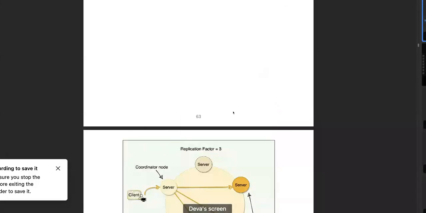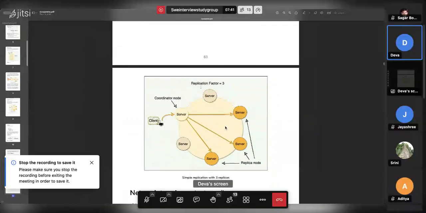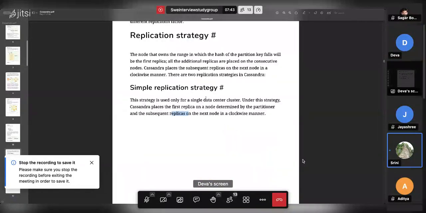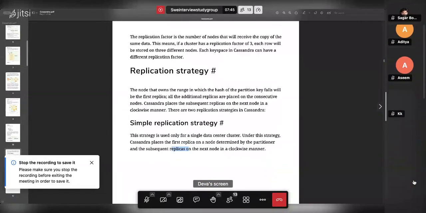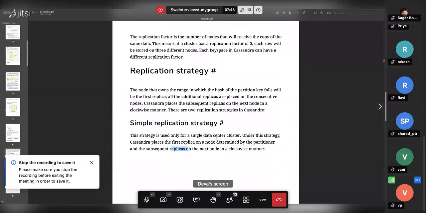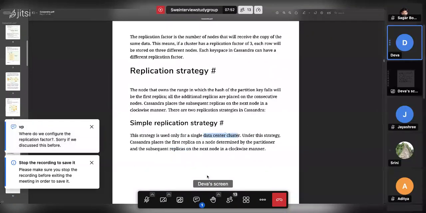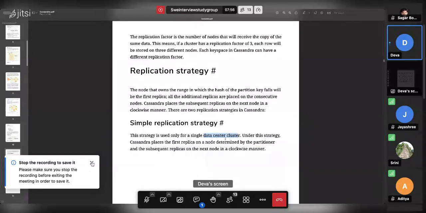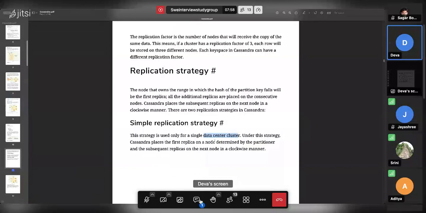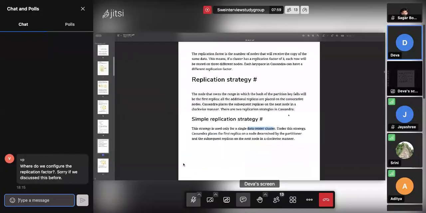Go ahead, Srini. Is it in the same region or how is that? Same data center, right? Yes, same data center cluster. I think inside the same data center, we can have multiple clusters too, like one cluster connected with a couple of nodes and another cluster connected with a couple of nodes, but all of them are inside one data center.